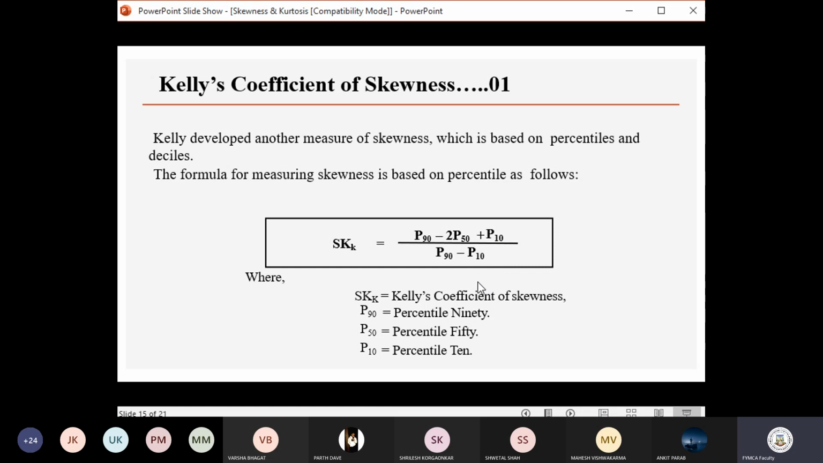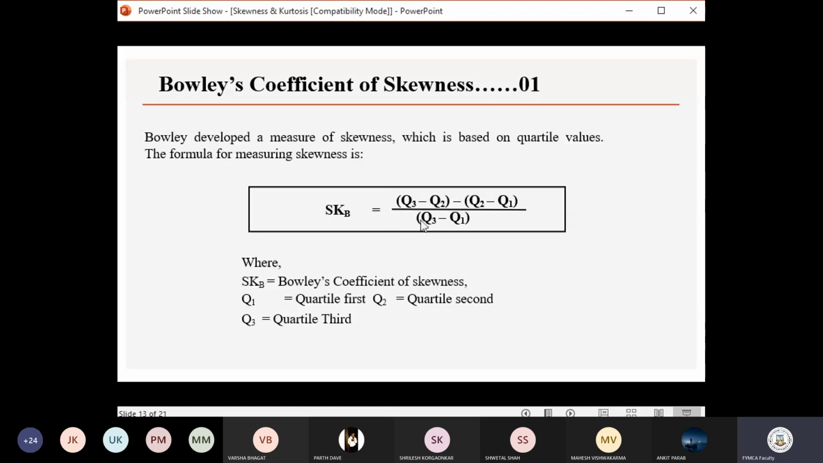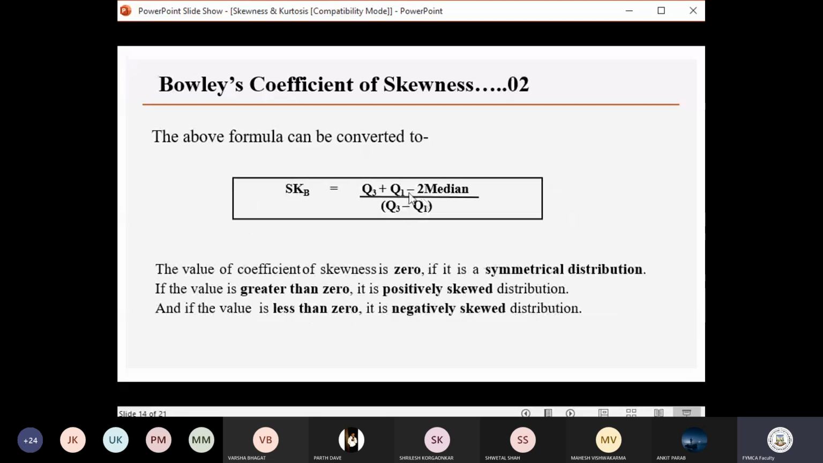Can you say that this formula is something similar to this formula, Q3 plus Q1? What is Q3? The most extreme quartile. Q3 and Q1 are the most extreme quartiles, and the median is the mid one.